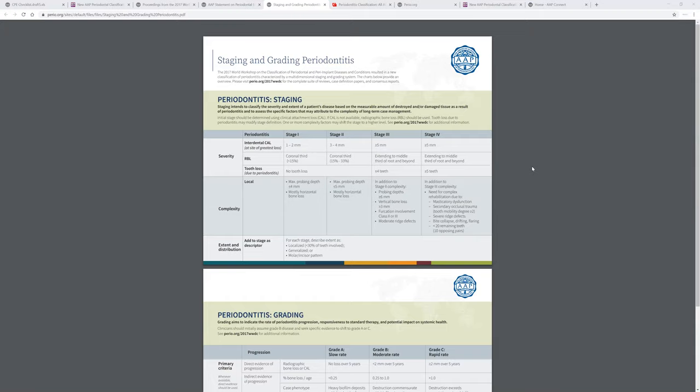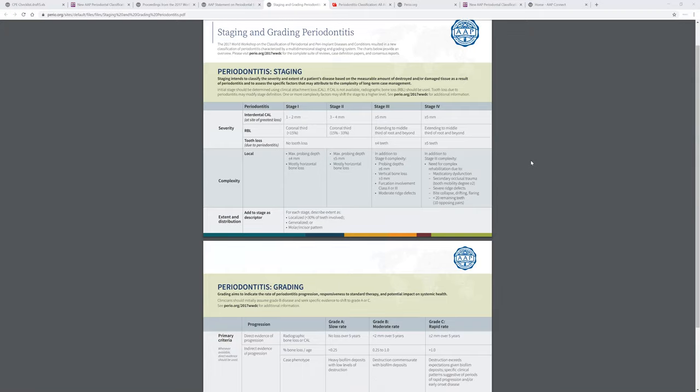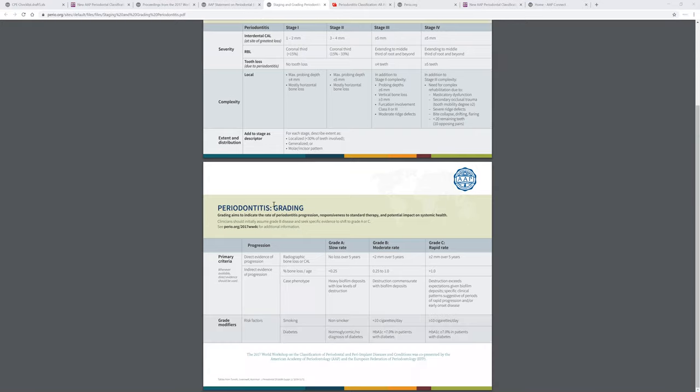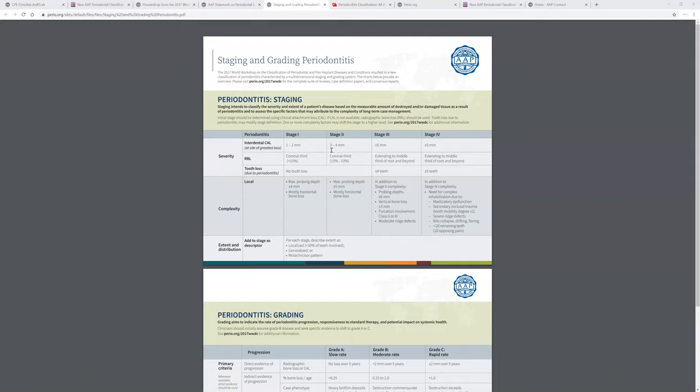So what I want to talk about here: let's talk first about how you come up with the different types of staging. And then down here, you have to look at A, B, or C. So let's talk about staging first.